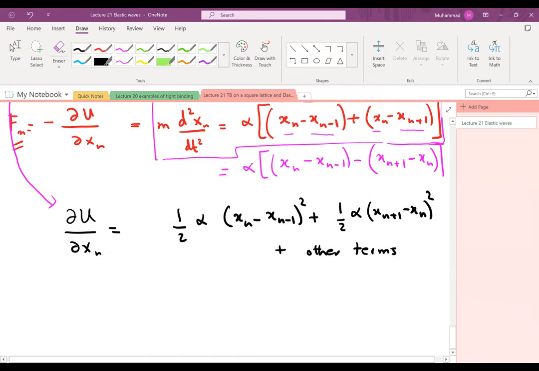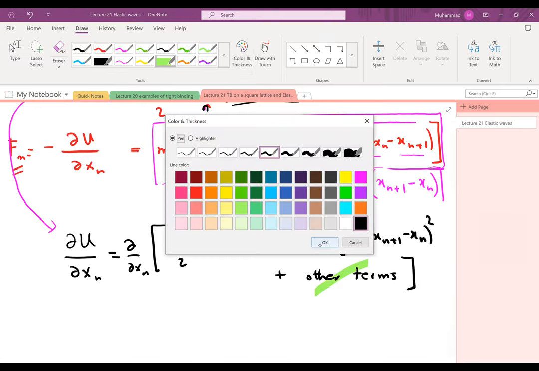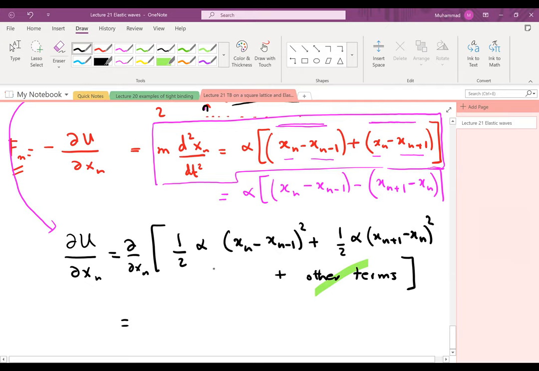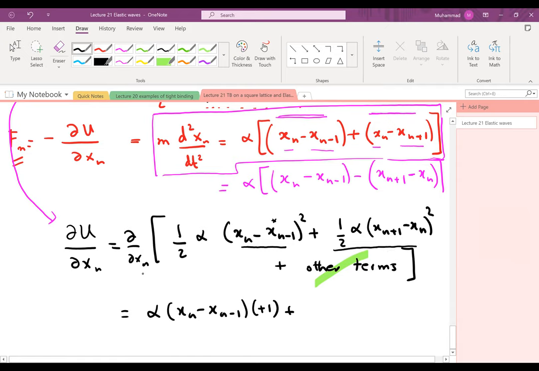Thank you. So do you want me to proceed with this calculation? I need to find the derivative with respect to xn of all of this. There's no xn here, so I can just ignore this. If I take this first term, this half just goes away. I'm left with alpha times xn minus xn minus 1. Then I take the derivative of this, I get a plus 1. This other term does not have xn, so as far as xn is concerned, it's a constant. Now I consider this term and take the derivative with respect to xn. I still get alpha times xn plus 1 minus xn. Now I take the derivative of whatever is in the parenthesis. This gives me 0 and this gives me a minus 1.